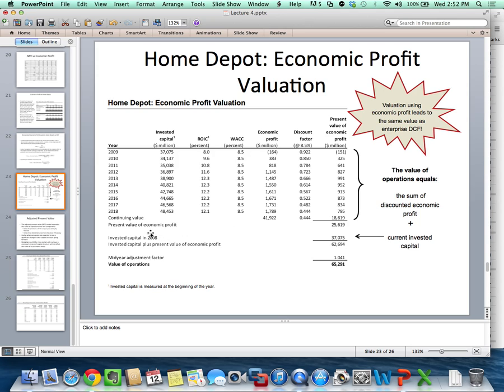Home Depot originally invested $37 billion in their business, 37,075. So they put in 37,075. They added $25.6 billion worth of value. When you add the two together, 62,694. So what economic profit valuation does is it creates the concept of what's called MVA, or market value added.